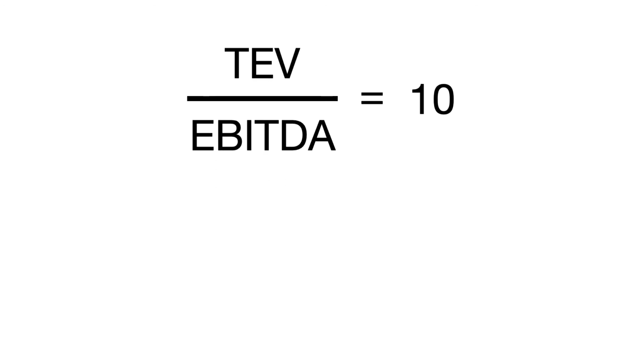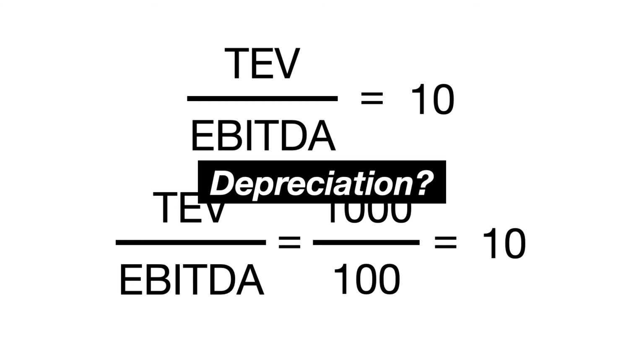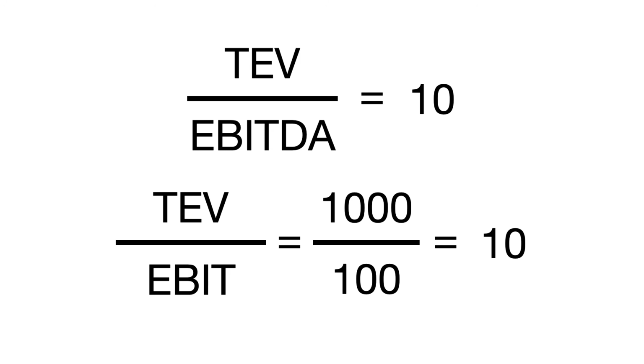Okay, something else I want to talk about now, and that is TEV over EBITDA. $1,000, we calculated, over $100, that was the earnings, and that's equal to 10. Great, but we kind of erased the depreciation here. So what was the depreciation? Do you remember? It was $50. Okay, well, let's just do something for a second. Let's look at TEV over earnings before interest and taxes. And we're not going to ignore the depreciation and amortization. We're going to actually pretend that you don't make that money. Okay, so now it's $1,000 over $50. Now the ratio is 20. Those numbers are really different. 10 to 20, that's a big difference.